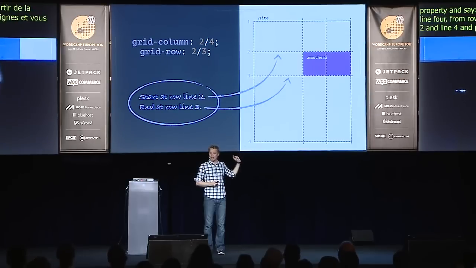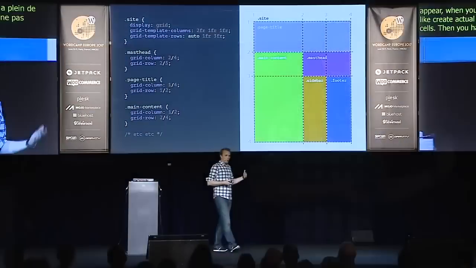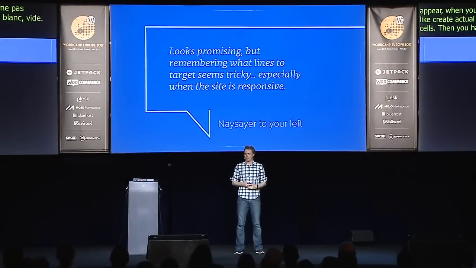And here you see what I'm talking about. We're doing layout in. So we create the layout first, and then we just dump content where we want them to appear. And when you look at this, you realize there are all these new things you can do. Like, for instance, create actual white space on a layout. You can just choose not to populate cells. Then you have white space. No spacer GIFs or anything like that anymore. And once you know this, you can then place any of your elements anywhere you want in the grid.